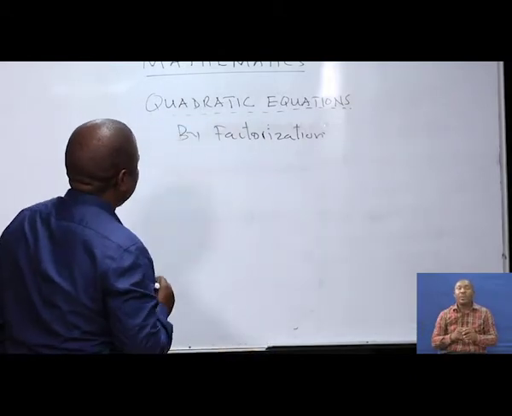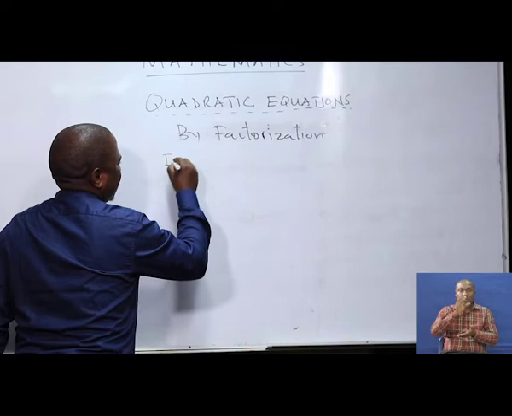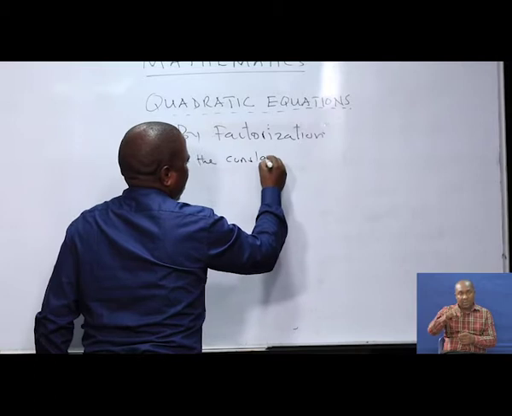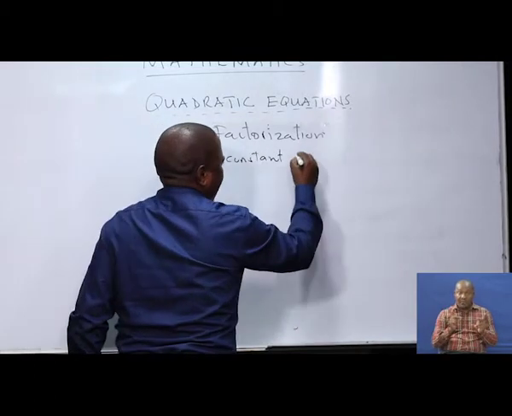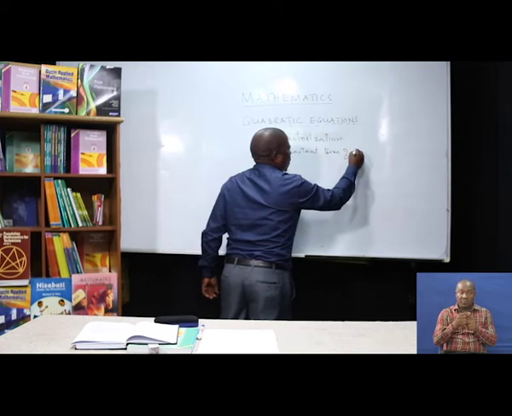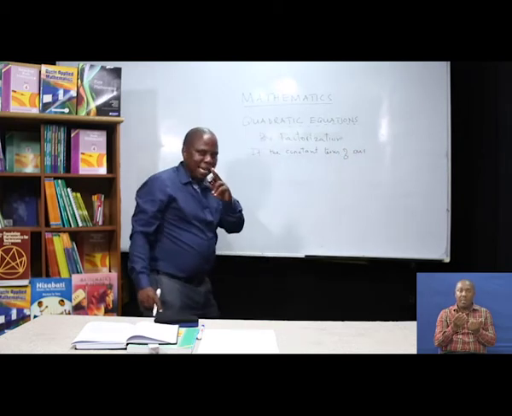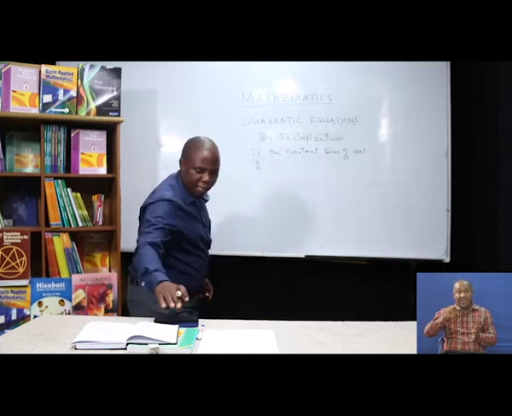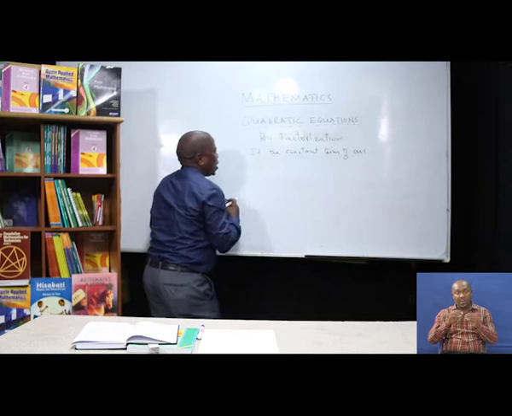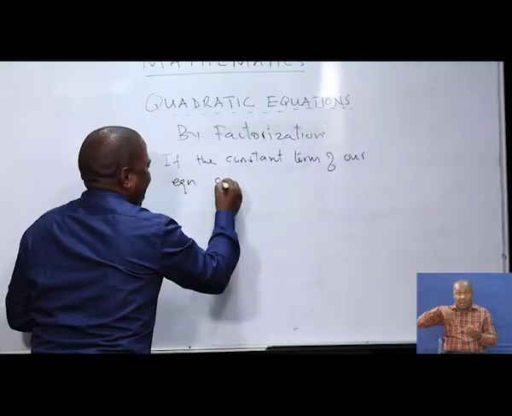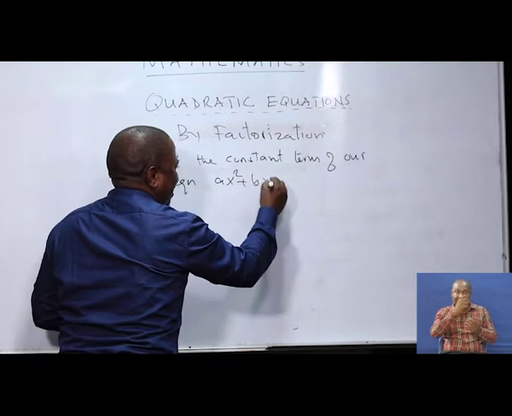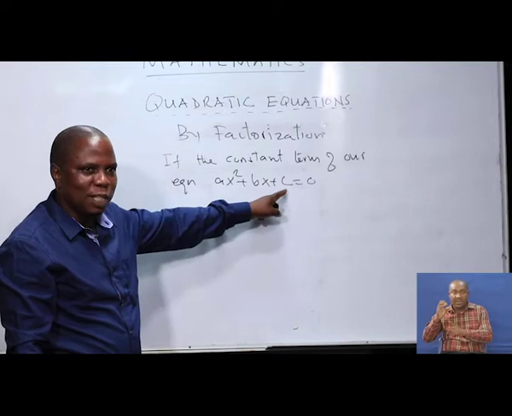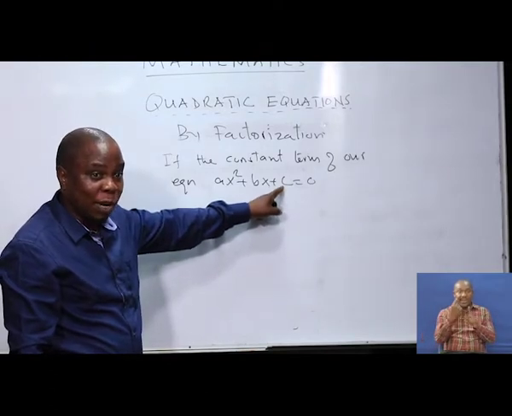Let's say the constant term of our general quadratic equation ax squared plus bx plus c is equal to 0. When I say the constant term, what does it mean? It means it's the term which does not have the x. That is what we call the constant term.